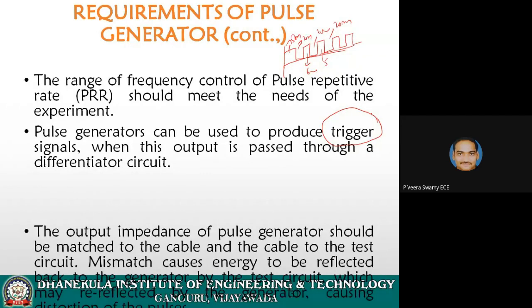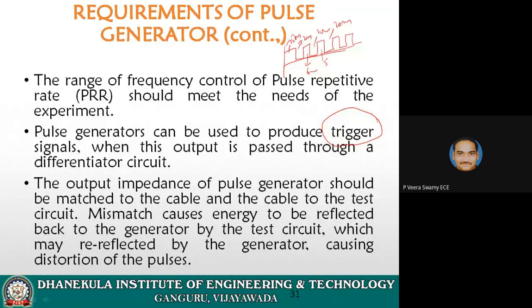The output impedance of pulse generator should be matched to the cable and the cable to the test circuit. So that means this pulse generator is applying to the circuit. That circuit must be matched to the next level of the circuit. If mismatching is done, then you have to compensate, otherwise you lose the data. So that is nothing but that point.